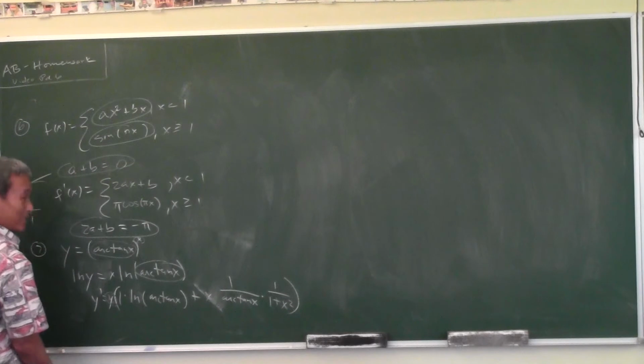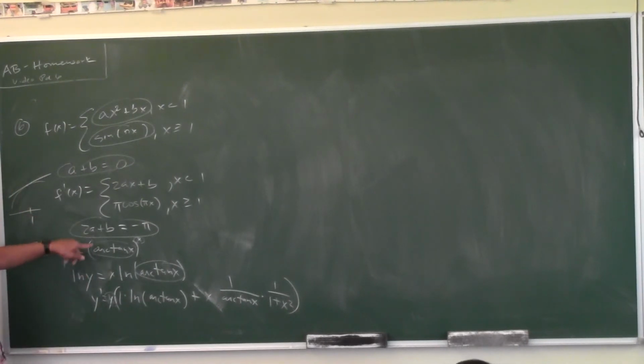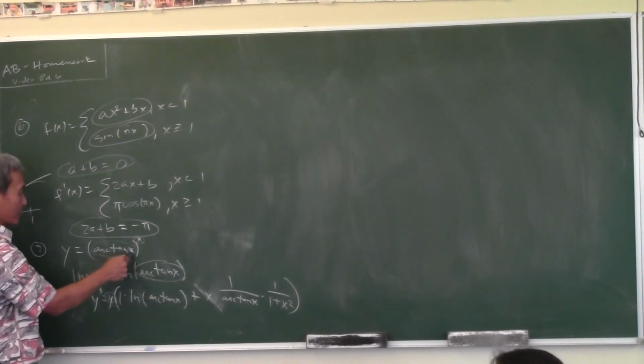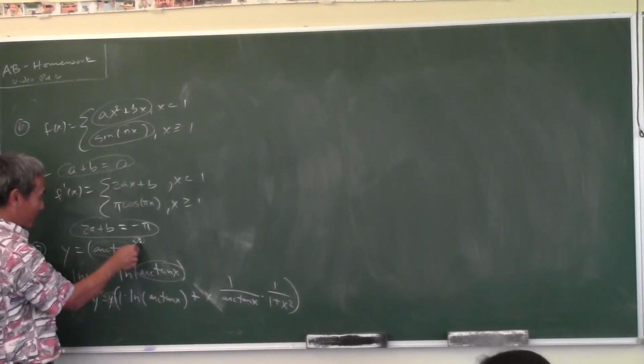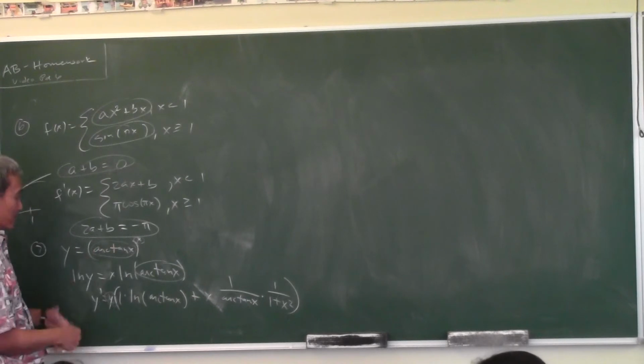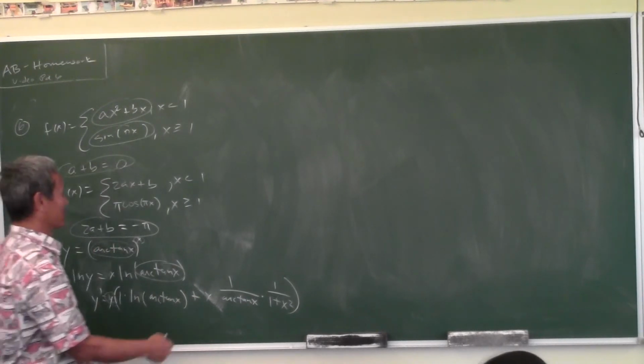But what do I do with this y, Mr. Park? Well, you go back to the original. This is y. So if you plug in 1 here, arctangent of 1 is pi over 4. Pi over 4 to the 1 power is pi over 4. Yeah, so you gotta plug in numbers.